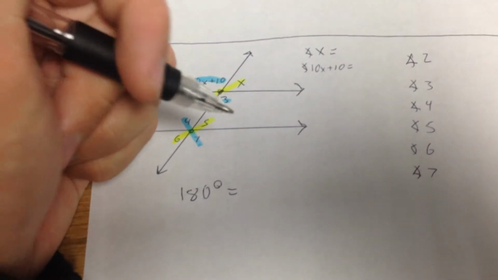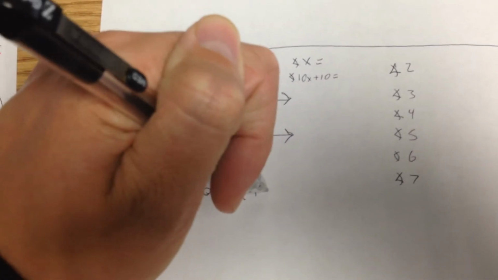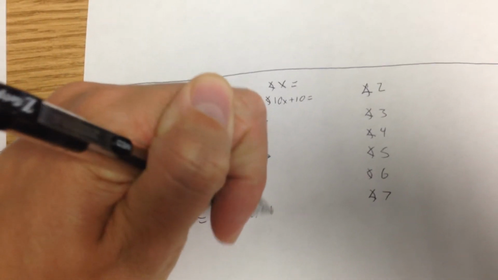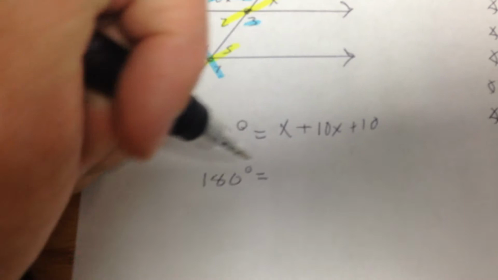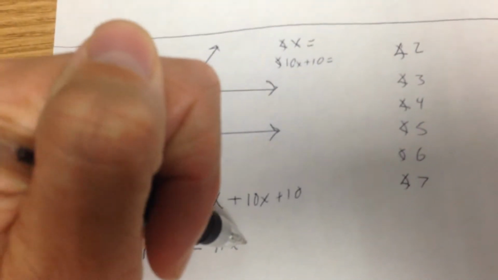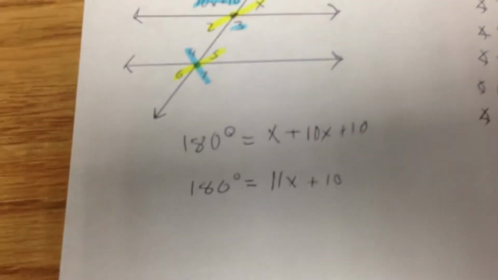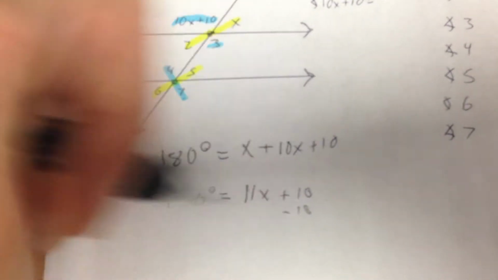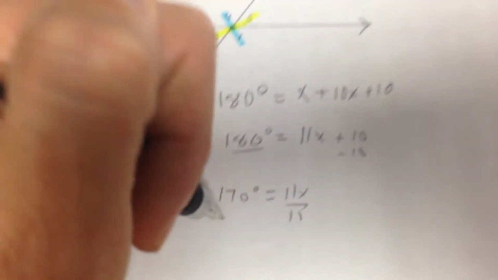So we would write, pardon my left-handedness, it's never been good for showing things, 180 degrees, if the camera would get in focus, 180 degrees equals x, angle x, plus angle 10x plus 10. Just like that. So we just break it down, basic algebra. We'll add the x's together, we'll have 11x plus 10. Perfect. Okay, then we would subtract 10 from each side. Got 170 degrees equals 11x. And then we just divide 11 out of each side.